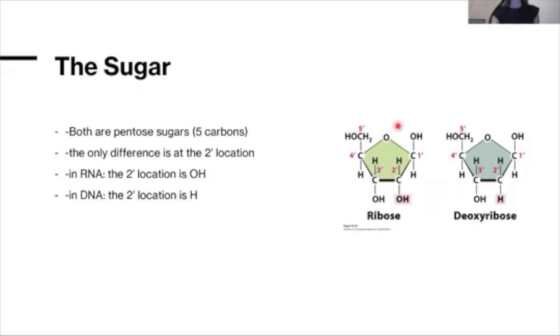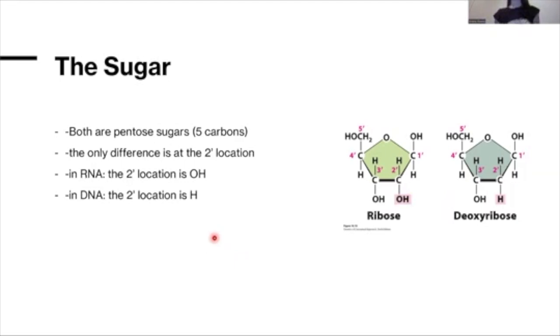So if we were to look at this little picture on the side, you'll notice that both are pentose sugars, those 5 carbons. 1, 2, 3, 4, 5 in the ribose, and 1, 2, 3, 4, 5 in the deoxyribose. And if you were to compare the structures, you'd see that the only difference is going to be at the 2' location. And it's this carbon right here. So whenever we're talking about 2', we're talking about the second carbon in the sugar. So right here in the deoxyribose, there's just an H, and in the ribose, there's an OH. And that's the difference between those two.